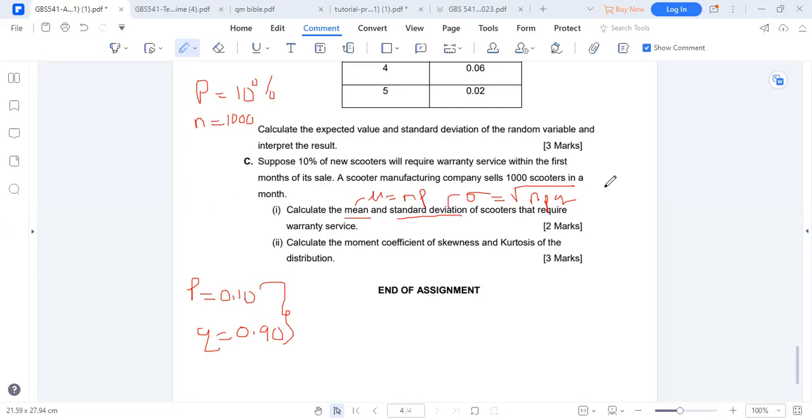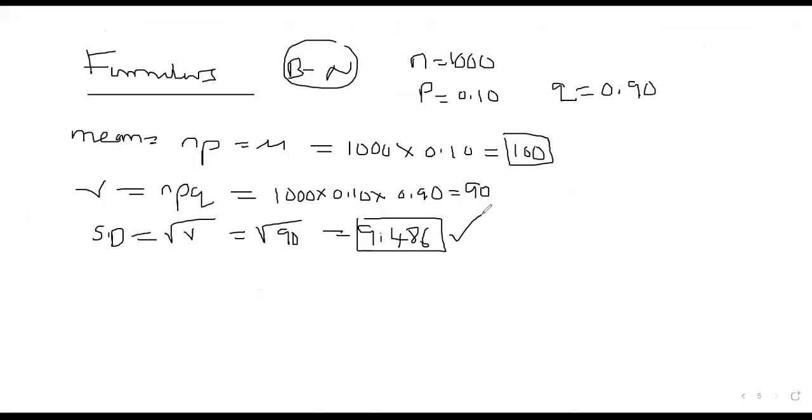And that's the answer, 9 point something. Yes, 9.486. So this is what we found. 9.486, that is our standard deviation. And the mean is 100.